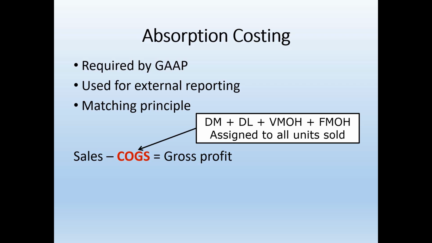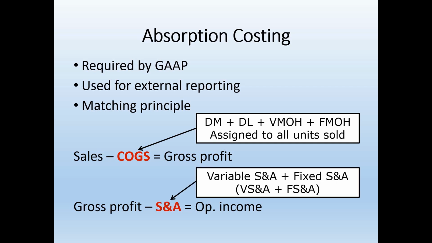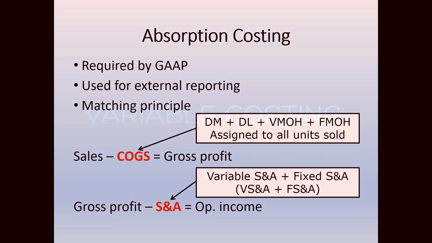But we don't get to keep all of the gross profit. We need to subtract out all of the selling and administrative costs to get operating income. Those selling and administrative costs include a variable component, which is usually sales commissions, and a fixed component, which includes all of the salaries and the fixed costs associated with operating the firm, but not associated with producing the unit.